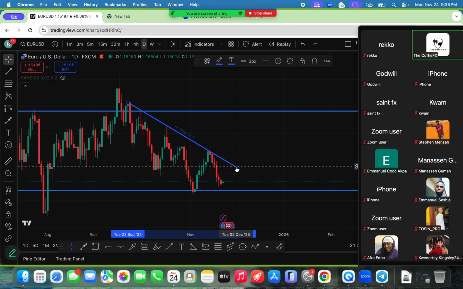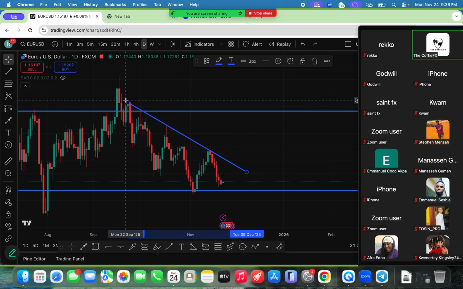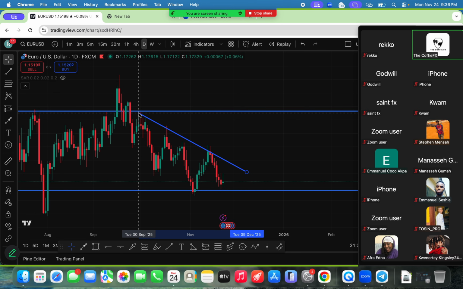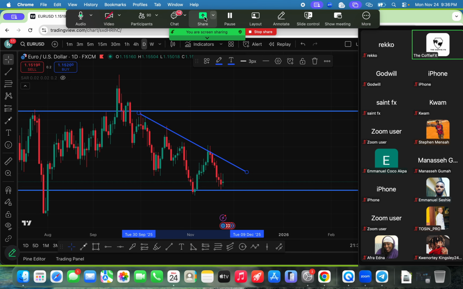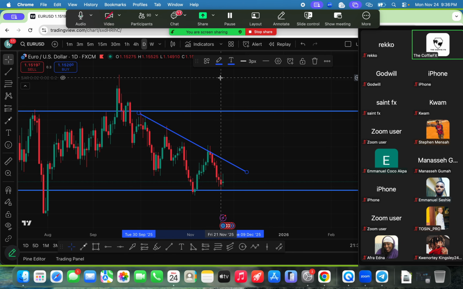The more the touches, the more valid your level becomes. Let me just start from here. So we have three touches: the first, second, and third touch on the trend line. You and I know the third touch on the trend line is mostly massive. It's like 60%, 65% mostly massive. You understand? Good.